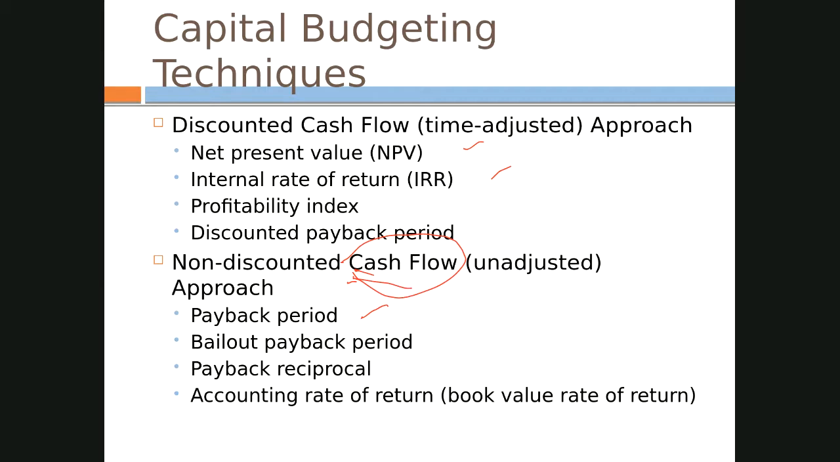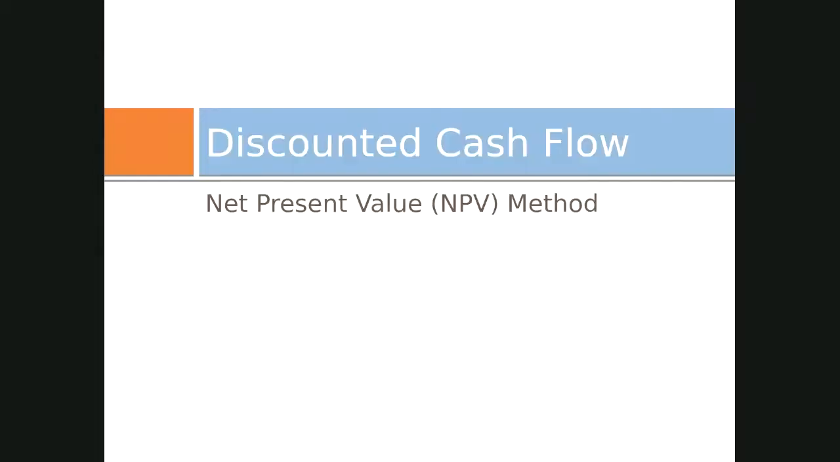Any question, class? So the only technique that uses accounting income is the accounting rate of return or the book value rate of return.